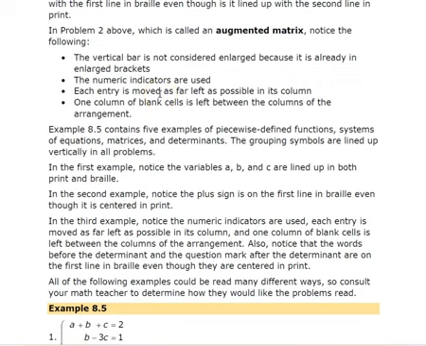Problem 2 was called an augmented matrix. You did know that.